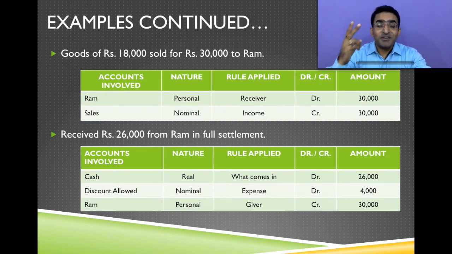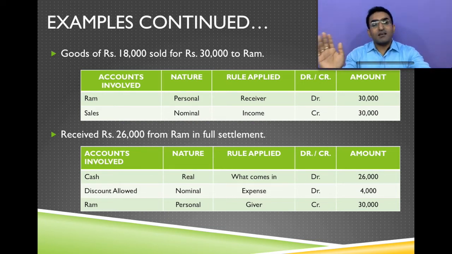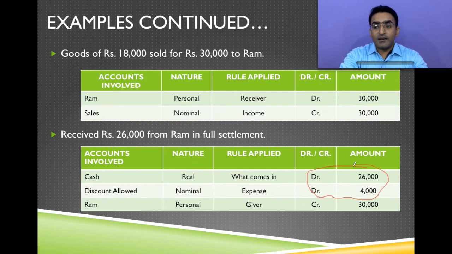So that is discount, debit with 4,000. And how much was the whole amount due from Ram? That was 30,000. He is the giver. So it is 30,000 rupees credit. So if you see the main idea of this whole entry here: amount debited is always equal to amount credited.